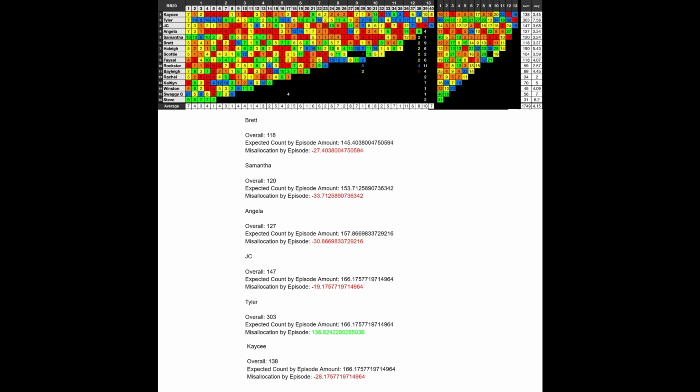Casey got 138 diary rooms, and her expected count by episode amount is 166.17. This causes her to have a misallocation amount of negative 28.17, and she essentially suffered from the same thing Angela did, with being invisible for the first half of the season, and while being more prominent in the second half, she was still pretty overshadowed.